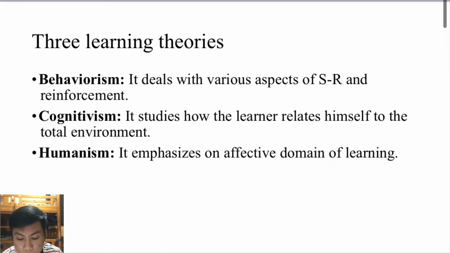Next, there are 3 learning theories in psychology. First is behaviorism. It deals with various aspects of stimulus and response and reinforcements. So it talks about reinforcements. Second, cognitivism. It studies how the learner relates himself to the total environment. So it studies how the learner behaves or relates himself to the environment or the world we live in. Next and the last, humanism. It emphasizes the affective domain of learning.